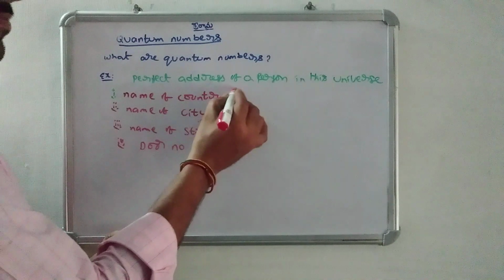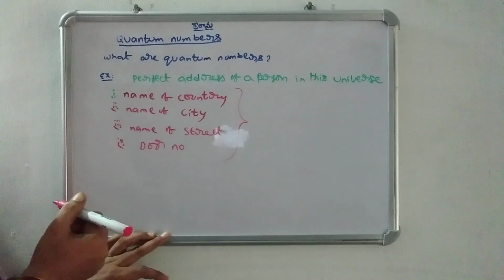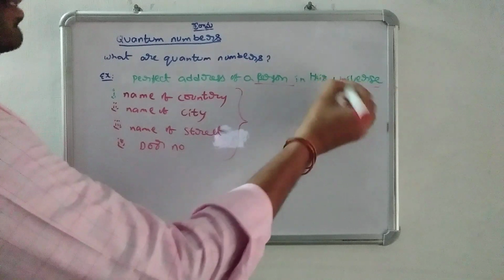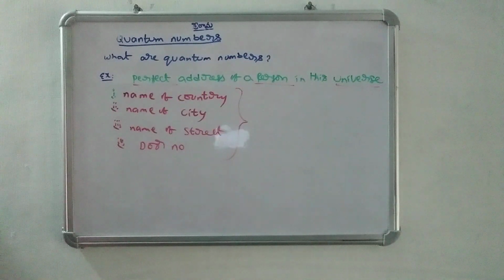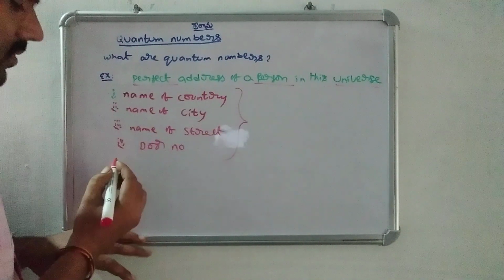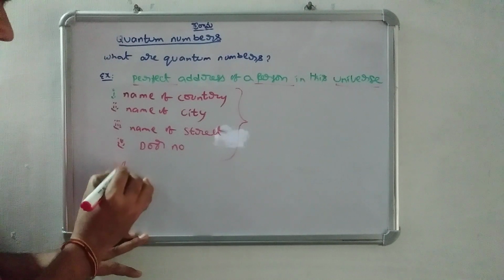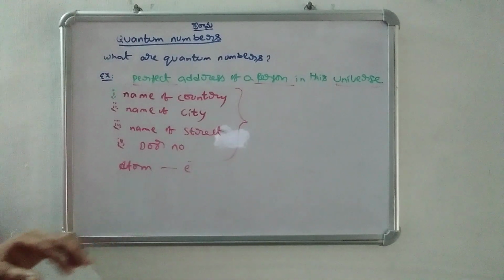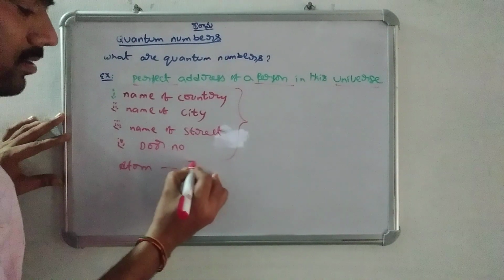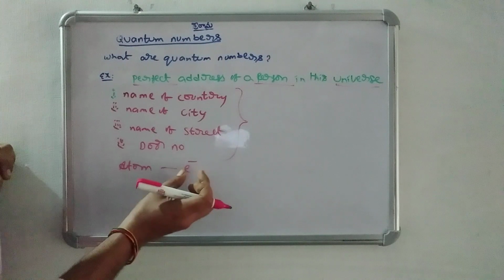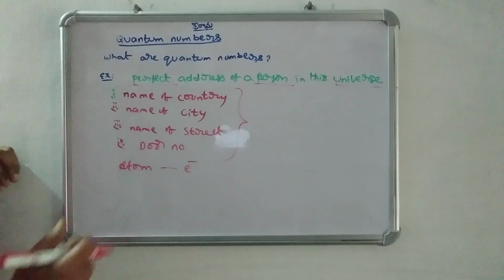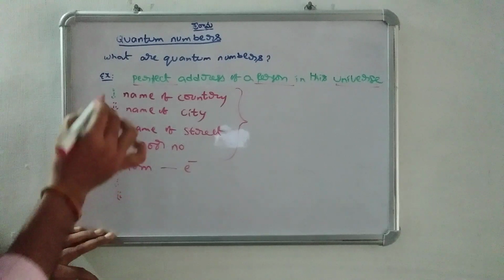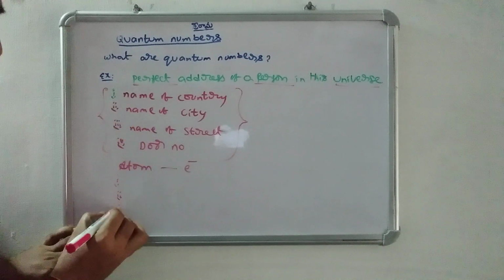By knowing these four criteria, automatically we can locate that person in that universe very perfectly. In the same way, in any atom, if you want to know the complete information about electron, if you want to locate an electron in any atom, we have to know the four quantum numbers like these four criteria. Understood?